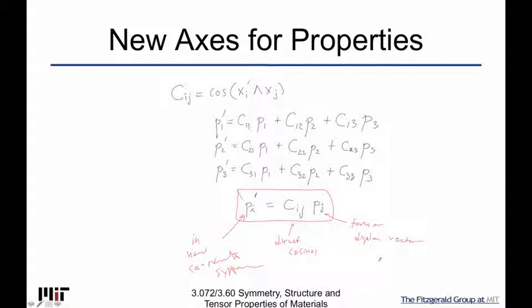But right now, in this lecture, we just covered how we can use the directional cosines in a transformation matrix to transform our old components into the new system.